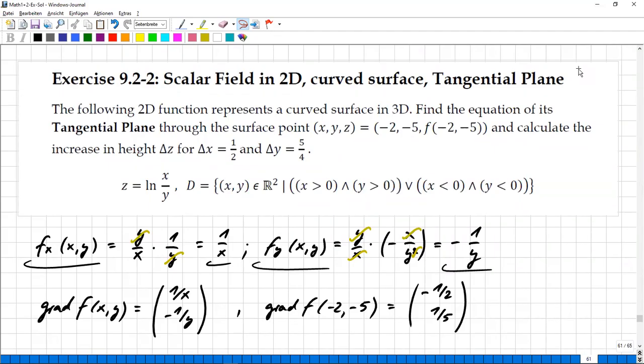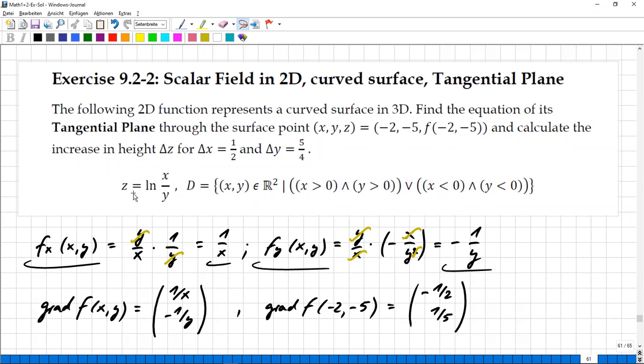So again, we have a scalar field in 2D in exercise 9.2, number 2. This time I explicitly call it a curved surface, which is to say, to solve this exercise, it's even necessary to interpret this field as displayed as a curved surface, with the z coordinate pointing towards us now in our current view, or sometimes almost more often even pointing upward in the perspective view. Now, please carefully read.